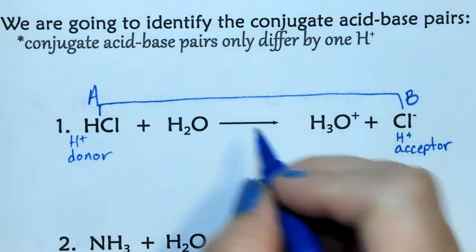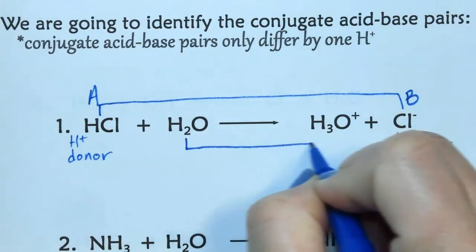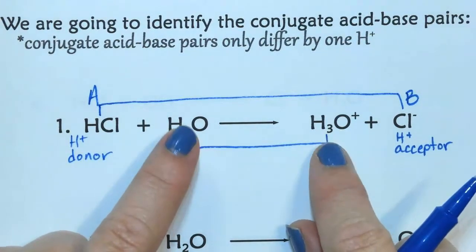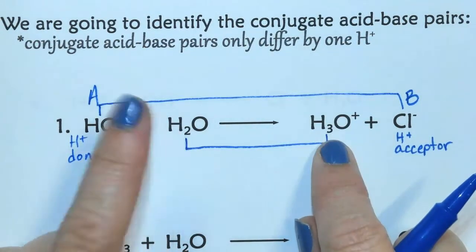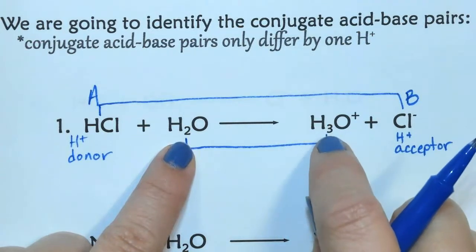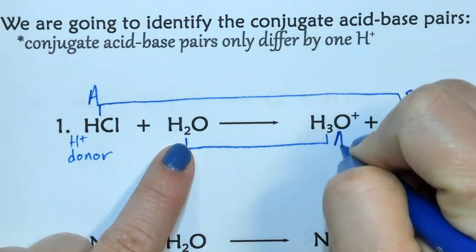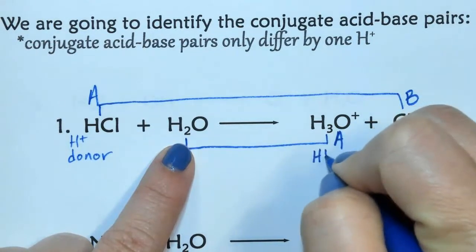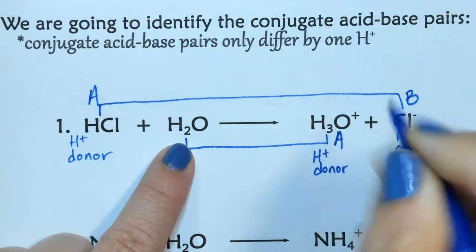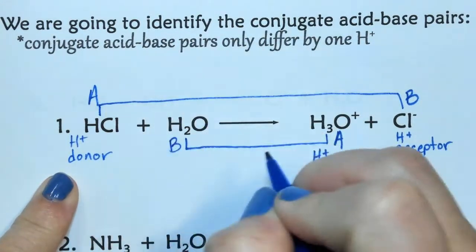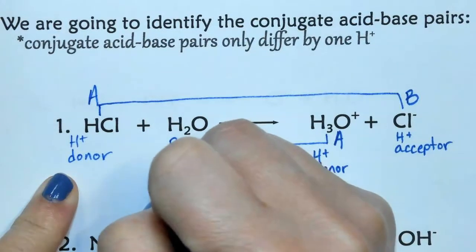All right, the other pair are going to be, hopefully it's obvious, the H2O and the H3O+. They only differ by one hydrogen, so they are conjugate acid-base pairs. Which one's the acid, which one's the base? Since this has more hydrogens, it's got more to donate, so it's going to be the acid, the hydrogen donor. And then because this one has fewer hydrogens than this, it's going to be the acceptor. So that makes it the base, the hydrogen acceptor.